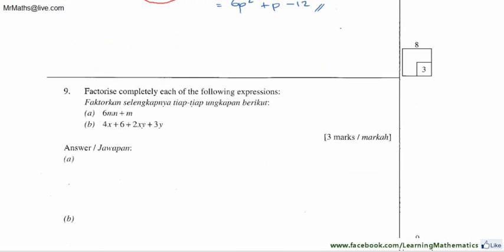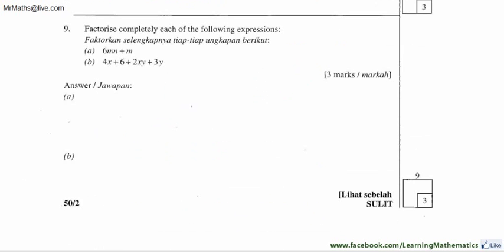Next question, number 9. Factorize completely each of the following expressions. Alright. A. 6mn plus m. Okay, this is not that difficult. There is a common term here. What we do is pull out that common term, put it outside, and leave the rest here. 6n plus 1. Okay, that's how it becomes. That's done. Then we need to factorize the next one.